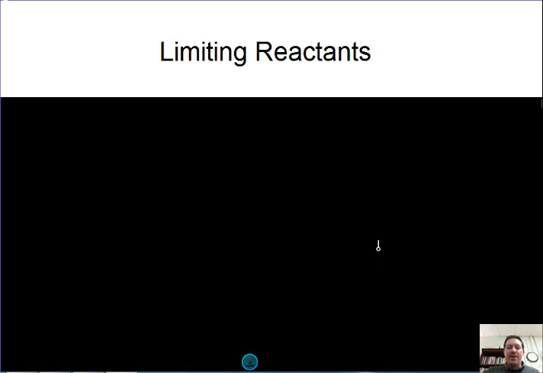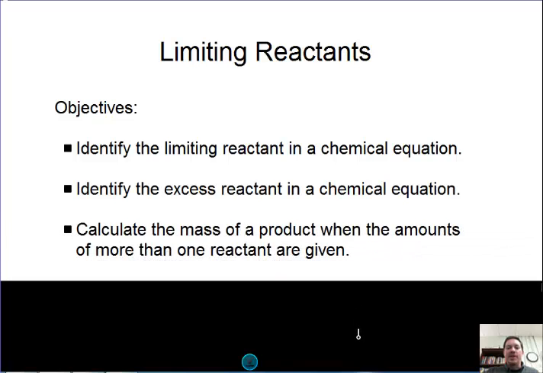Hi there. What I'd like to do is go over limiting reactants. So we've got a few objectives that we're going to go over with this presentation. We're going to identify the limiting reactant in a chemical equation, identify what's in excess, and then calculate how much mass is left over of one of our particular products that we're asked to find.